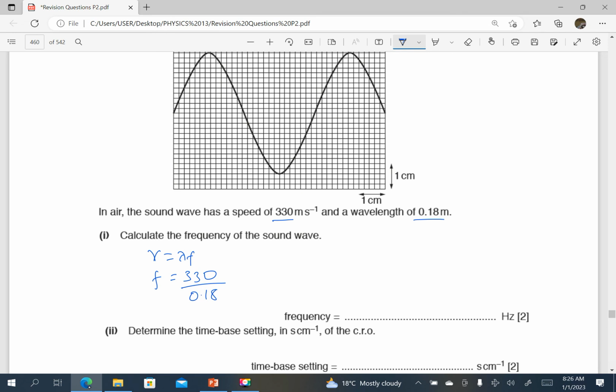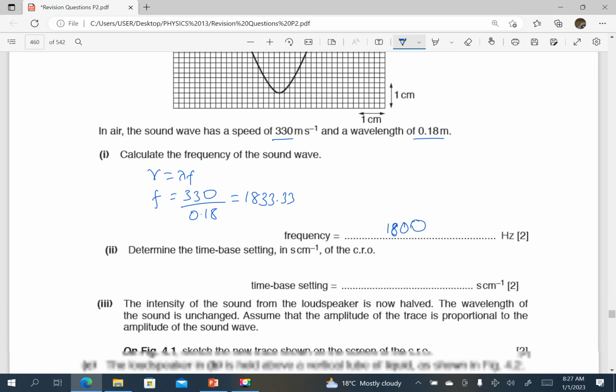And this gives us, to two significant figures, 1,800 hertz. You can also verify this with 330 divided by 0.18, which is 1,800 hertz to two significant figures. I just chose a more convenient value.